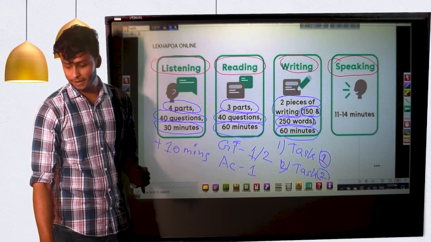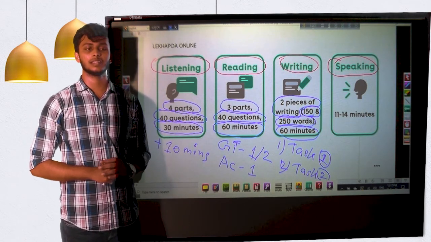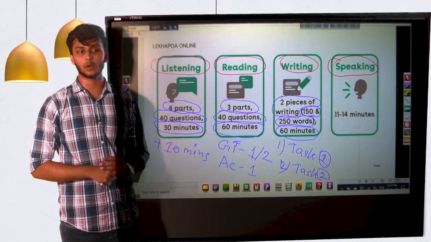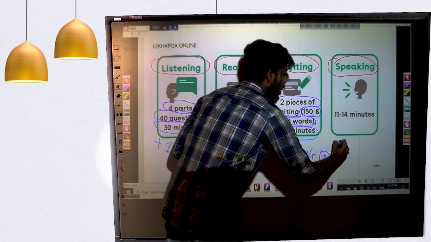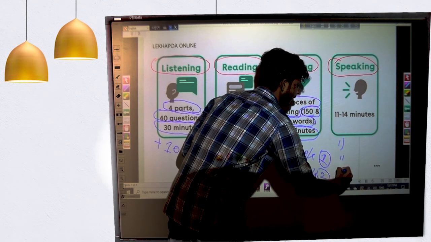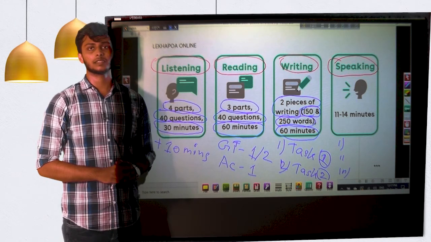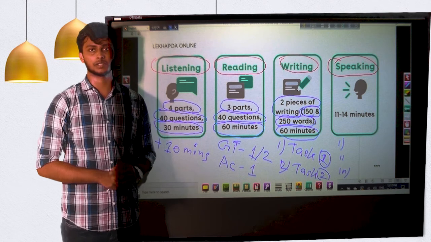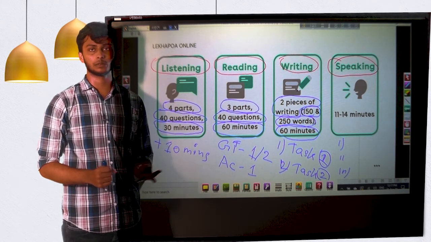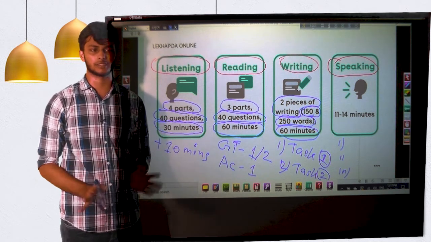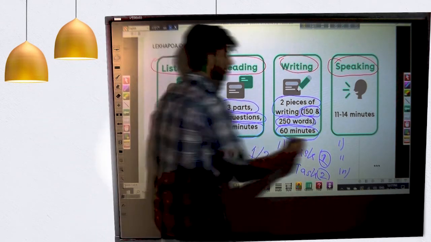Now lastly, speaking. The speaking module is basically a one-to-one interaction between the examiner and the candidate. In this module, every test is recorded. There are 3 parts in this speaking test, called part 1, part 2 and part 3. In part 1, the examiner will ask you some general questions or basic questions about yourself and a range of familiar topics such as home, family, hometown, neighborhood, studies, work, hobbies and interests, etc. Part 1 lasts between 4 to 5 minutes only. So it is called the introduction or interview part.